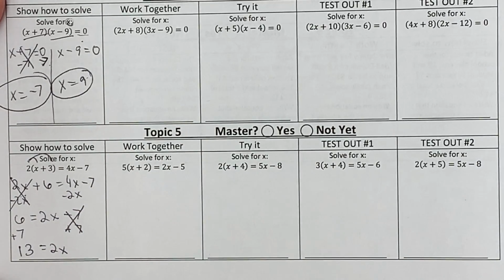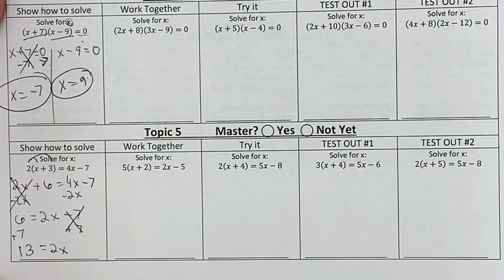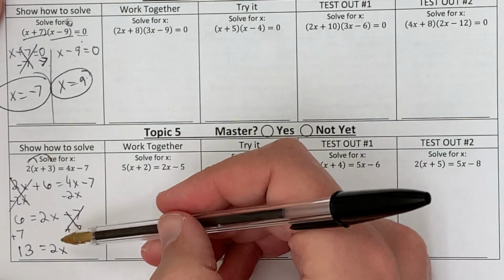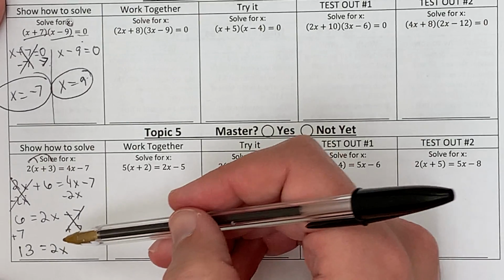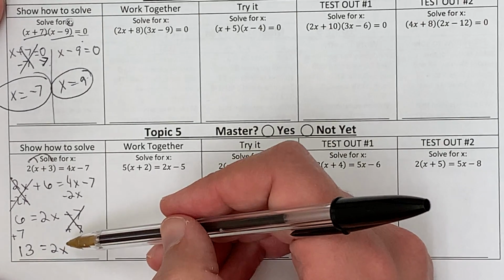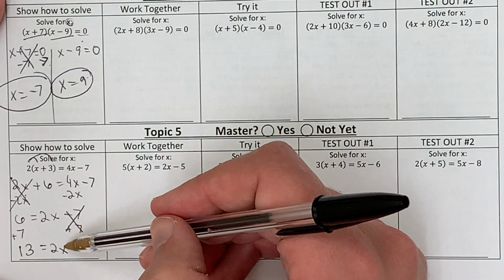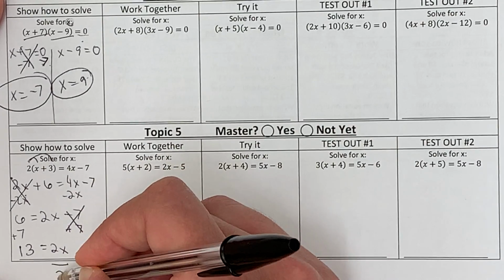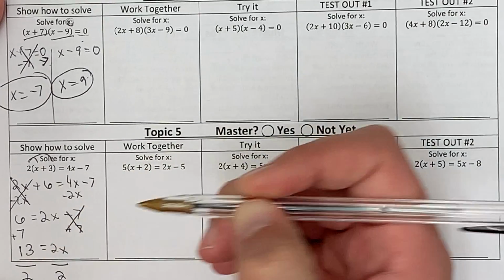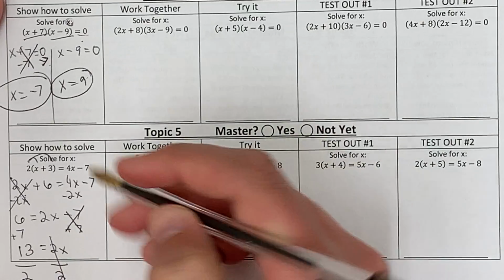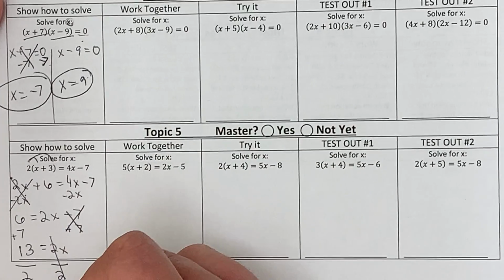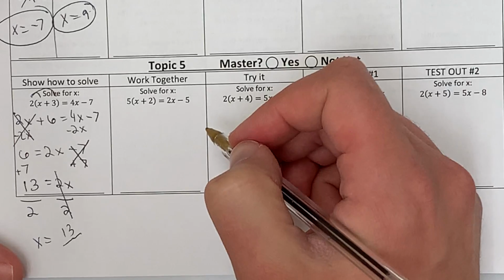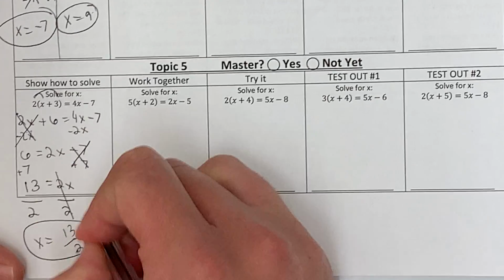And then the last thing, I have to look at the 2. So 2x means 2 times x, right? I don't see the addition sign, the subtraction sign, or the division sign. The only thing left is the multiply. So we're going to divide both sides by 2 because that's the opposite of multiply. Those will cancel out. We're going to get x equals 13 over 2 as your answer.